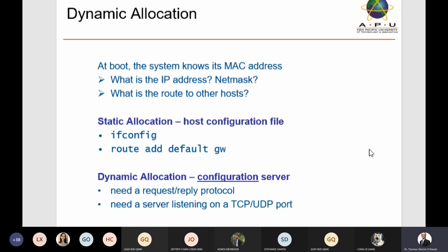Now, we can program this into the startup scripts, and indeed we do, because in some circumstances that makes the most sense to us as administrators. Most of the time, though, we want to use dynamic allocation, a client-server protocol, to automatically allocate this IP address.